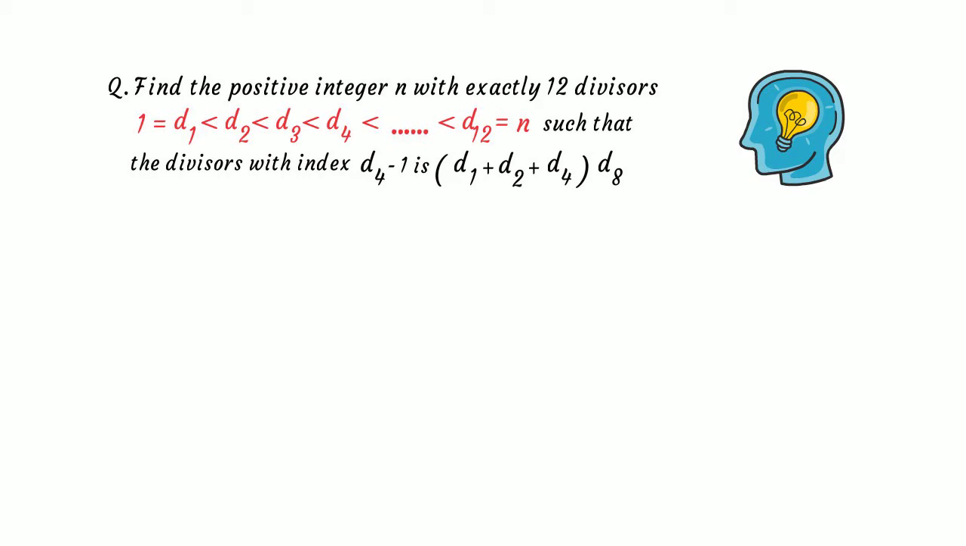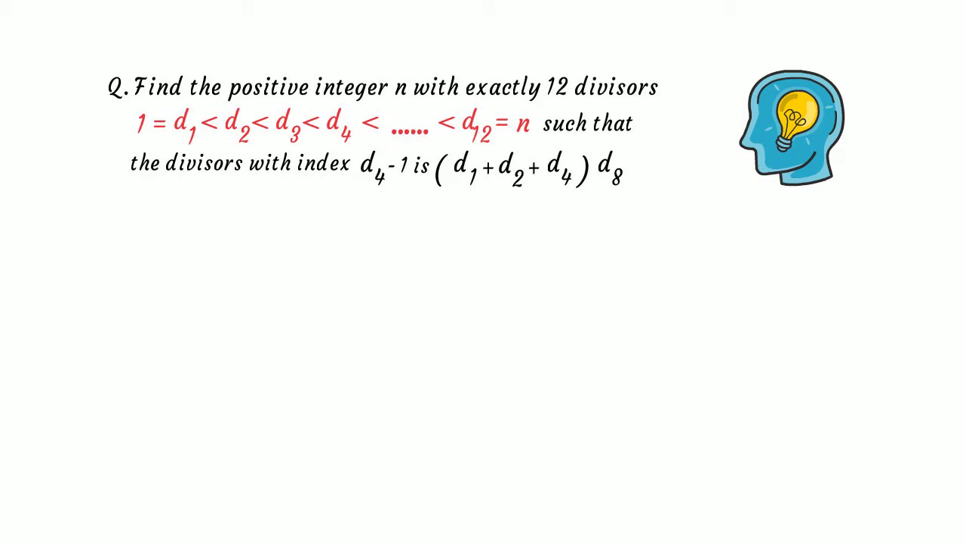The other major observation is that, let di be some divisor. Now all the factors of di will also be divisors of n, and their index will be less than i. Having these two observations, let's get into the solution.